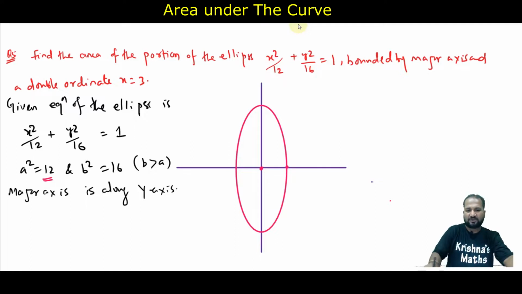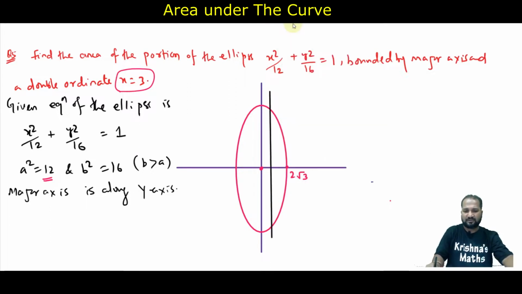a square is 12, so a is 2 root 3. So this is 2 root 3. 2 root 3 is more than 3, so the line x equal to 3 will be inside the ellipse. That line x equal to 3 will be in the ellipse. So this is the line x equal to 3.